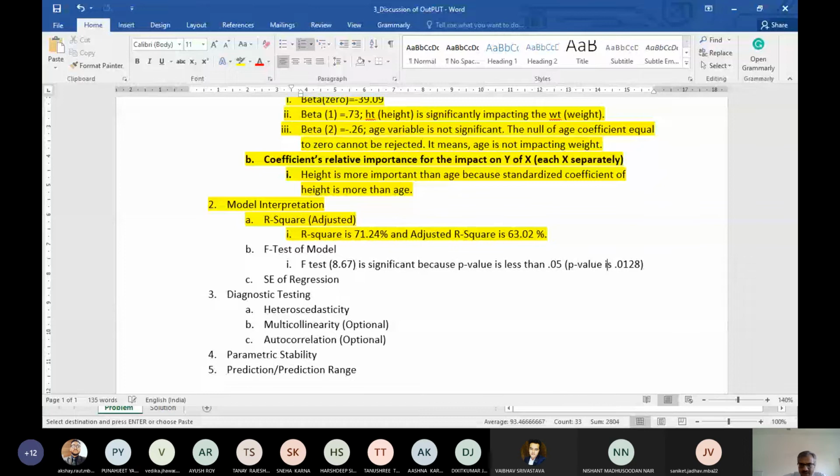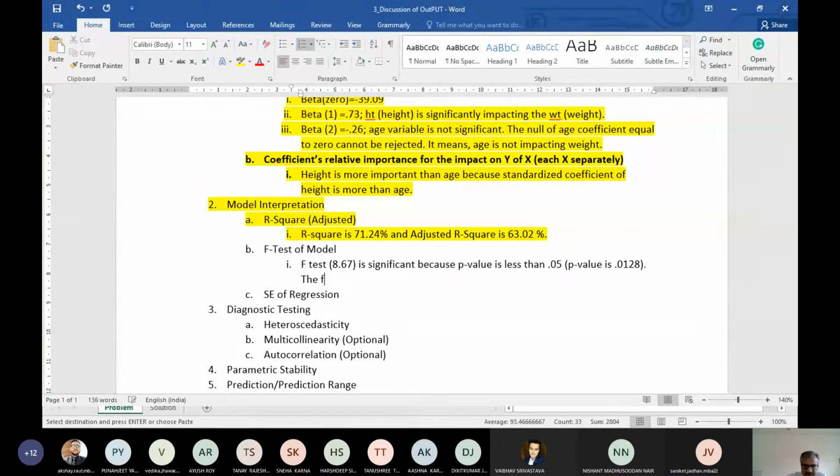I'll add one more line here. The F test is significant at 5% level of significance. I've added this line, which is nothing but the same thing. 0.05 is nothing but 5%. I have to use certain language which is acceptable in the statistical world. I'm writing that the F test is significant at 5% level of significance because my comparison is with 0.05. That's why I'm writing 5% level of significance.